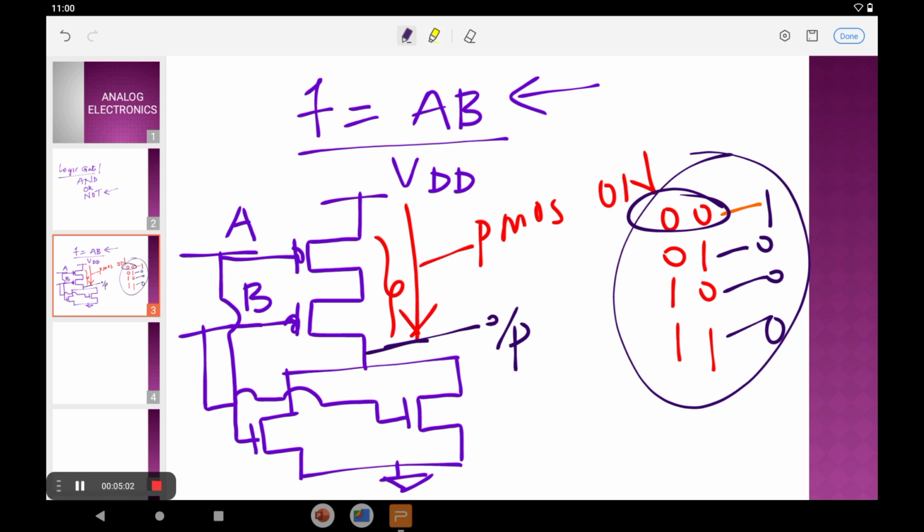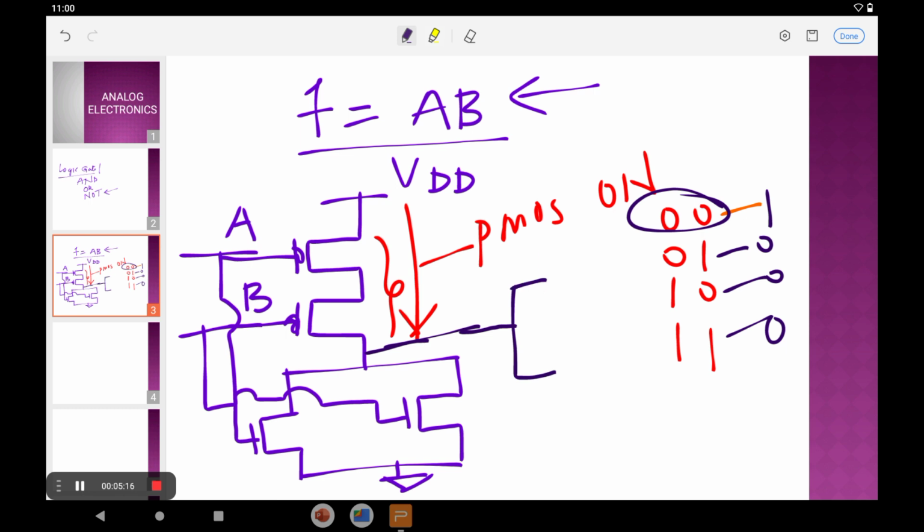Okay, that means if you want to design an AND gate, you just have to connect one inverter circuit to this. Just take one PMOS and one NMOS circuit, then you will get an AND gate output. Okay, so this is nothing but a PMOS representation.